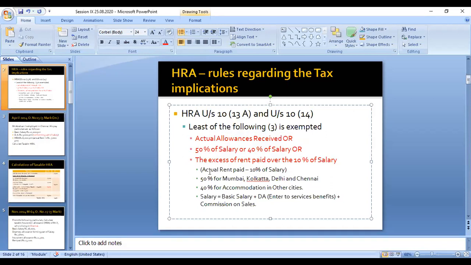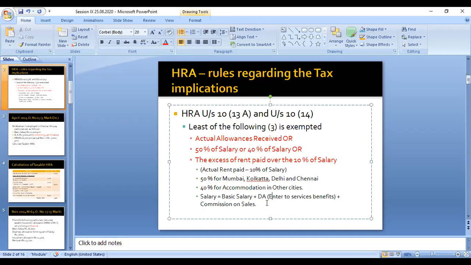Excess means actual rent minus 10% of salary. 50% you have to consider only if the employee is working in Mumbai, Kolkata, Delhi and Chennai. If it is a city other than these, you have to take 40%. What is salary? Salary means basic salary plus DA and commission on sales. Here DA, if it enters into service benefits, that amount only you have to consider.